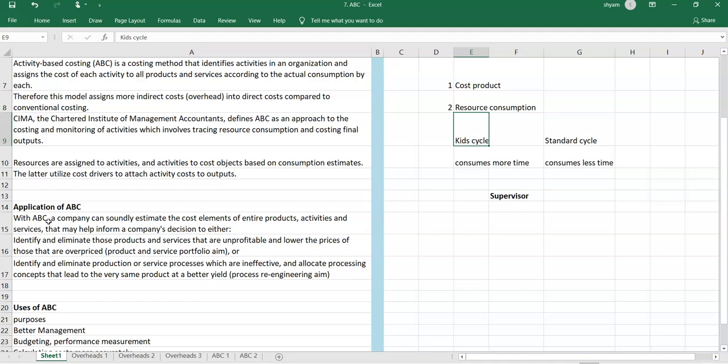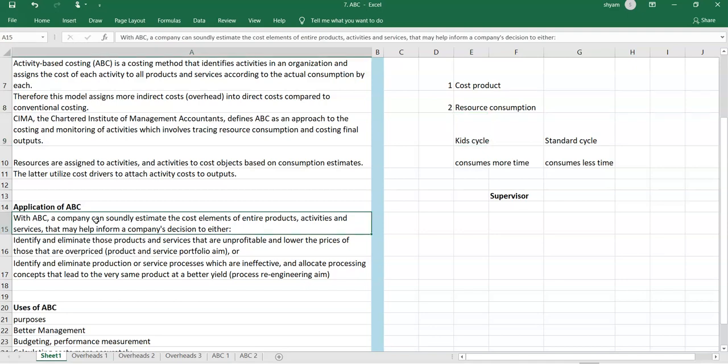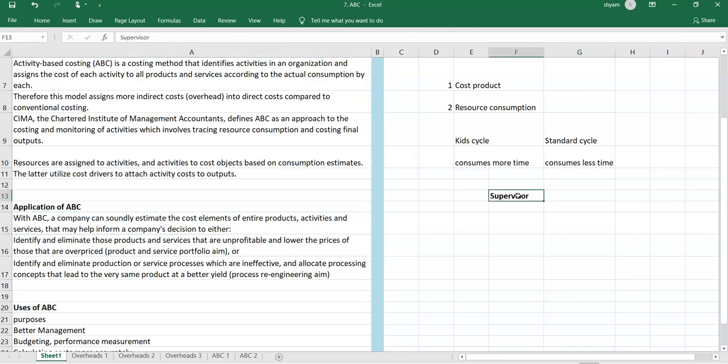With ABC, a company can soundly estimate the cost elements of entire products, activities, and services that may help inform a company's better decisions. So we now know where the cost is getting involved. The supervisor cost, the salary that we are paying him, more of his time is involved in the kids cycle. So the kids cycle cost would be going up, and because of that we should charge a higher price for the kids cycle and a lower price for the standard cycle.